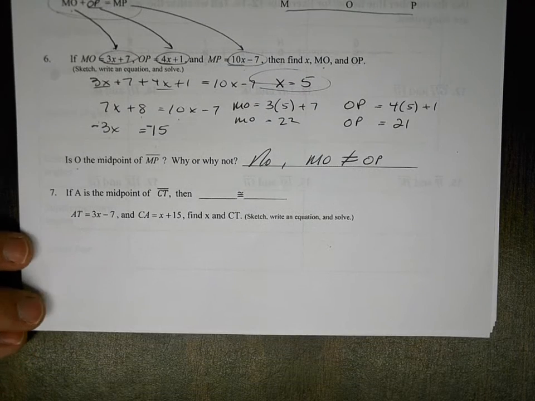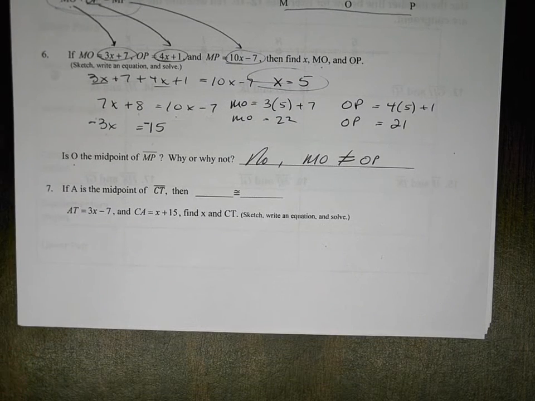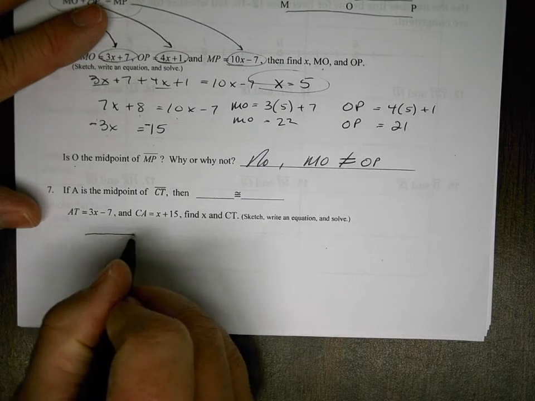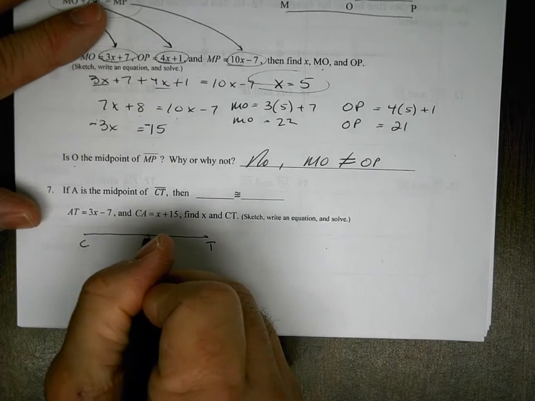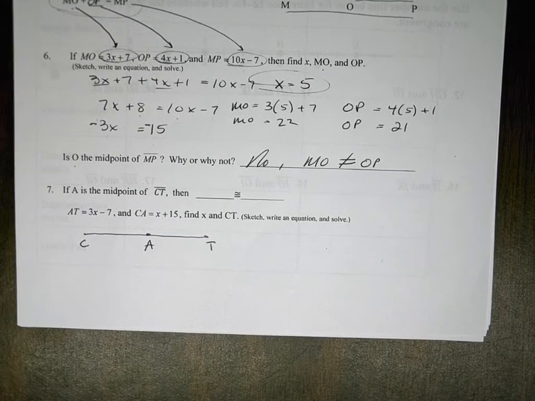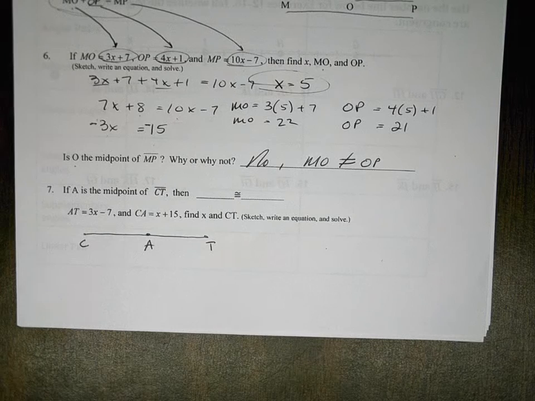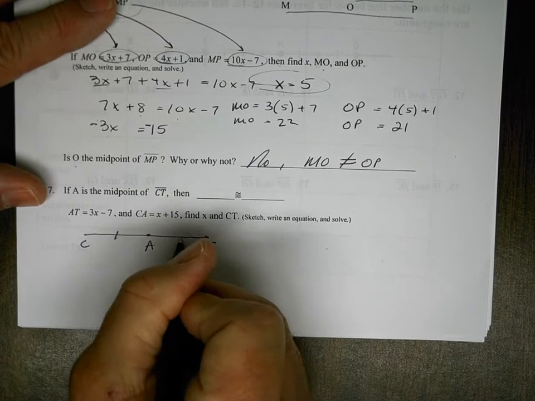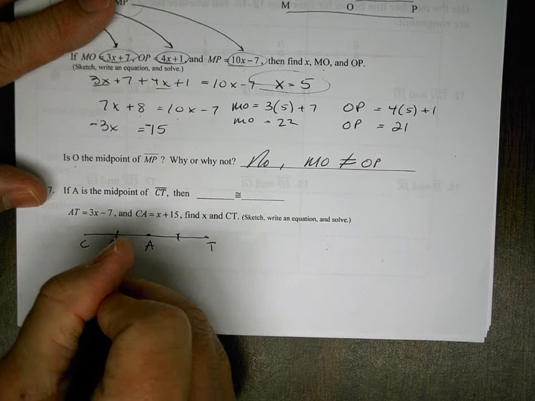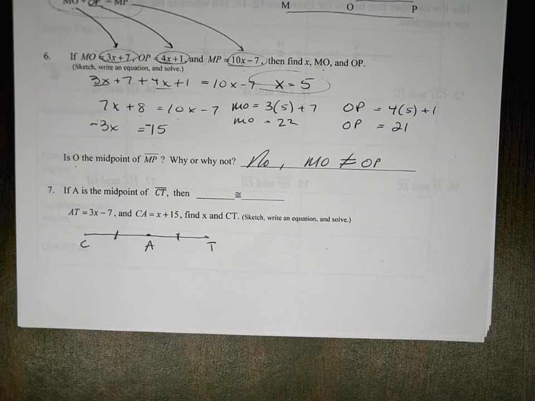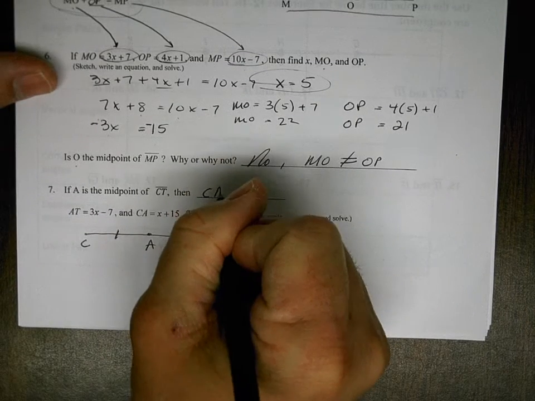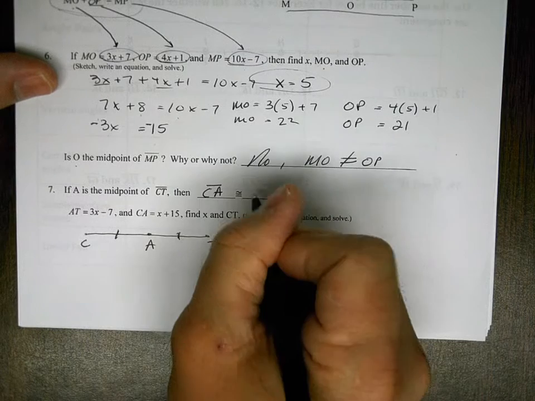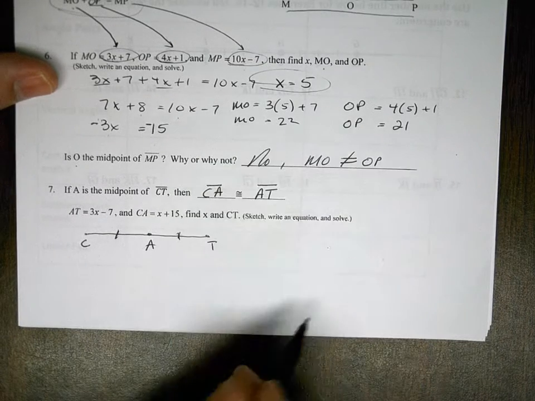Okay, now number 7 is the next thing we learned. If A is the midpoint of CT, so if they don't give you a drawing, you should always make a drawing. Here's CT, and A is in the middle. So let's show it by putting a couple of congruency lines on there. Now we know A is the midpoint. If A is the midpoint of CT, then line segment CA is congruent to line segment AT.